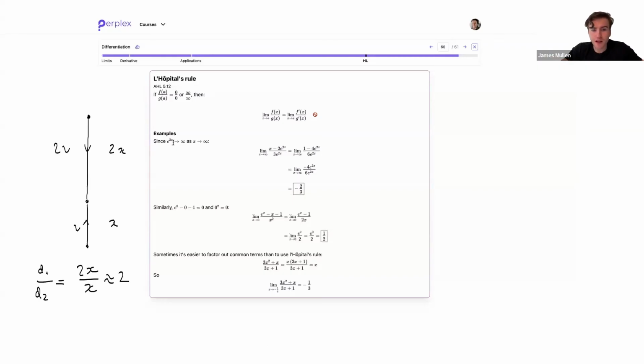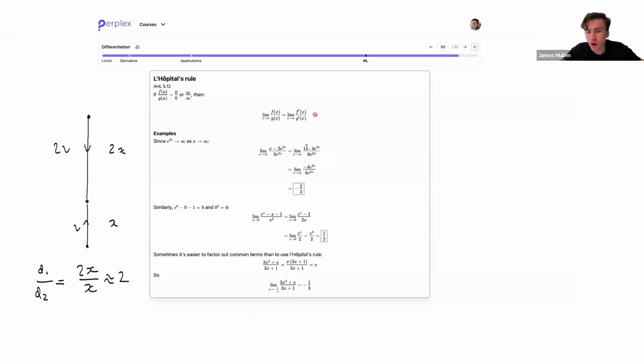So here's an example. e to the power of 2x goes to infinity when x is very big. And so what happens to the limit of (x minus 2e^(2x)) divided by 3e^(2x) when x goes to infinity? Well, I can take the derivative of the numerator and the derivative of the denominator, and I get 1 minus 4e^(2x) in the numerator and 6e^(2x) in the denominator.